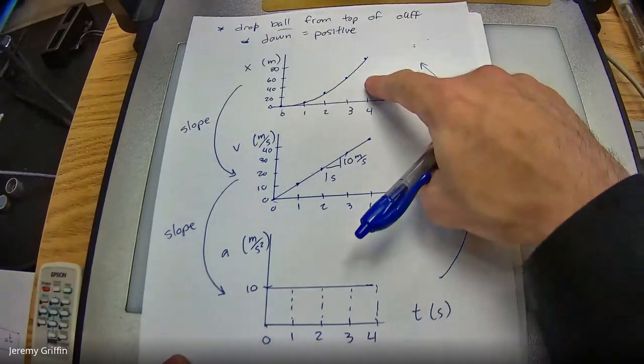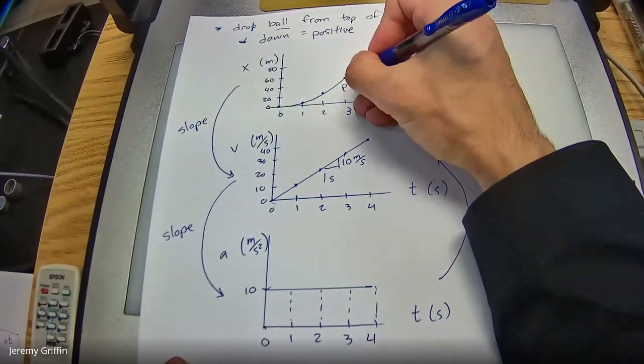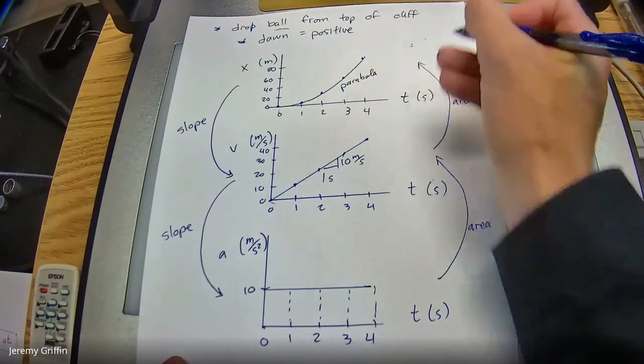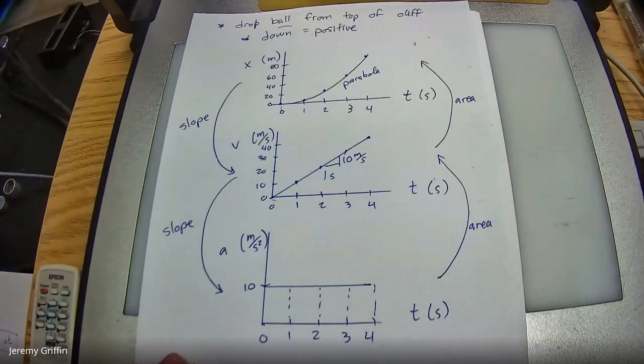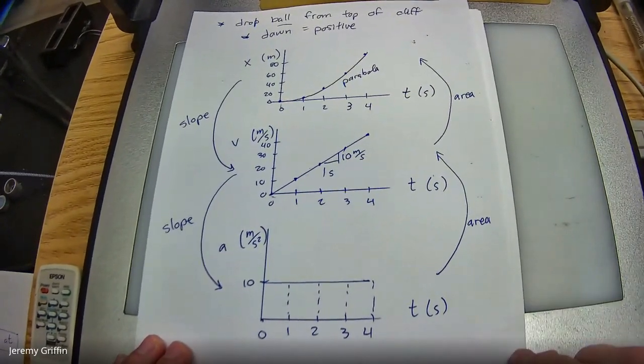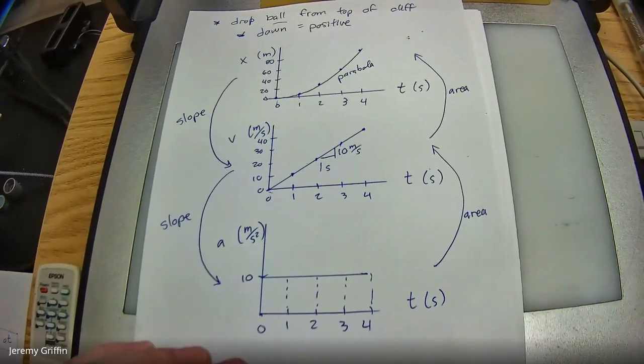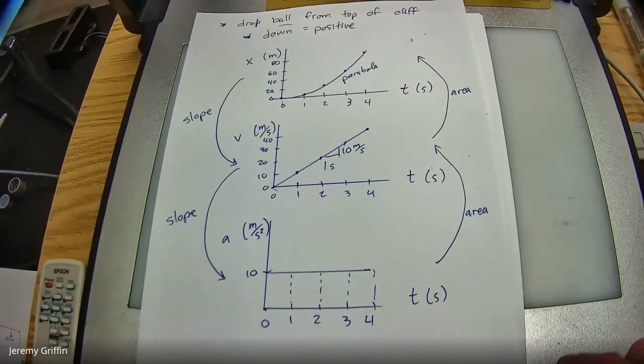Hey, what shape is that? That is a parabola. Right? That looks like 1/2 at squared, doesn't it? And we're doing right.